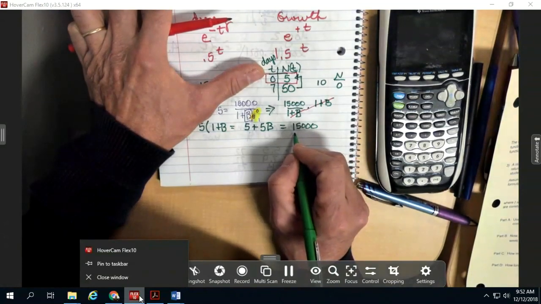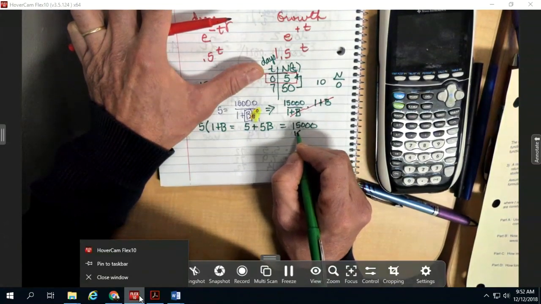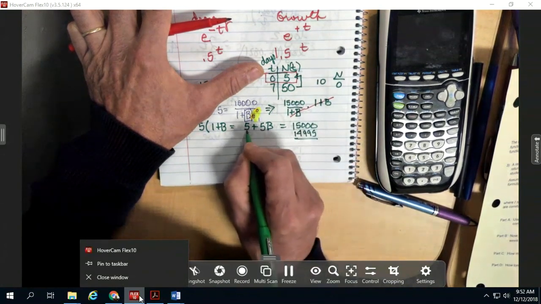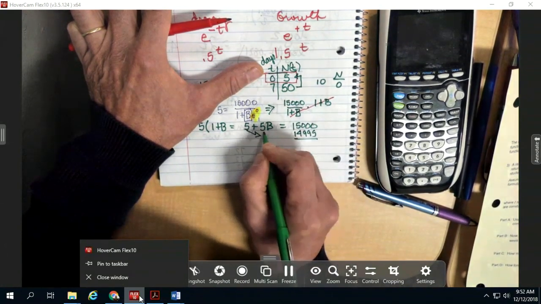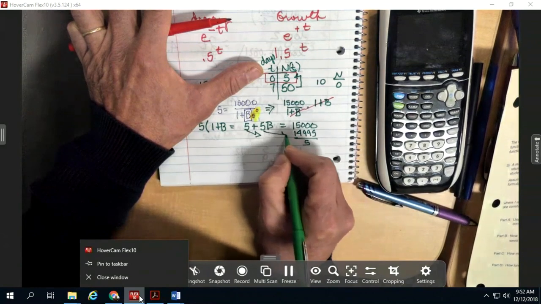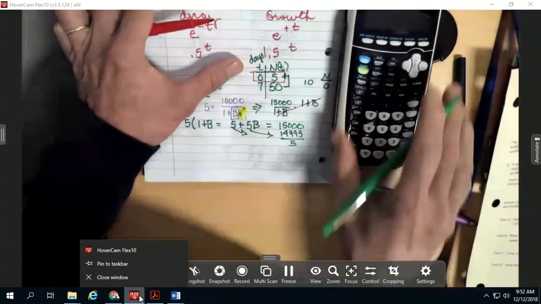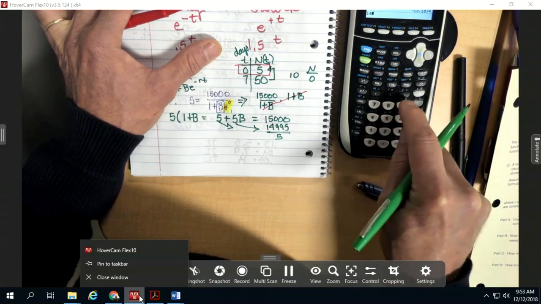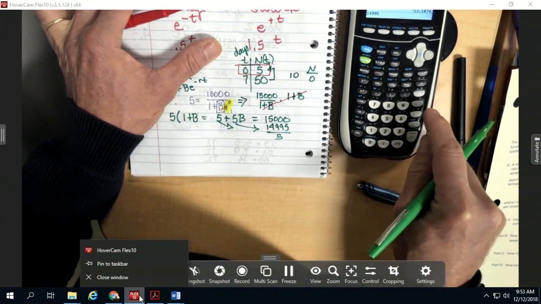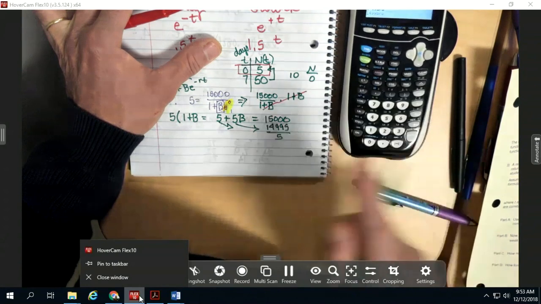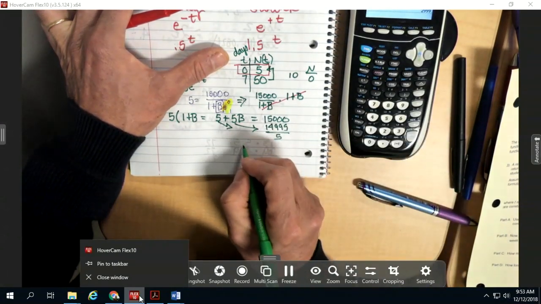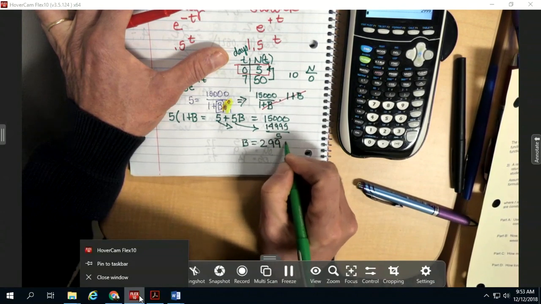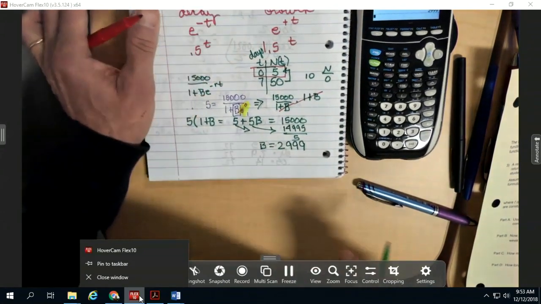Or 15,000 minus 5 is 14,995. So we're going to subtract 5 from each side, and then we're going to divide by 5, and we get, so B is 29.99.